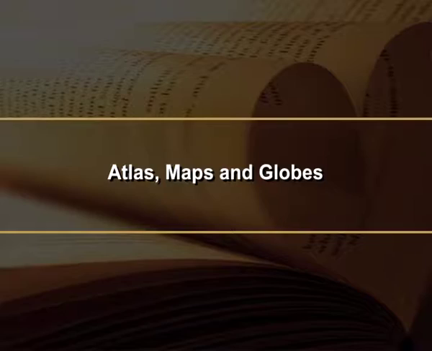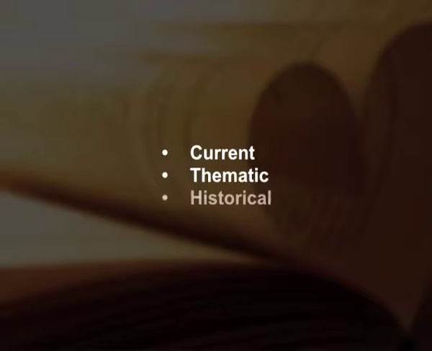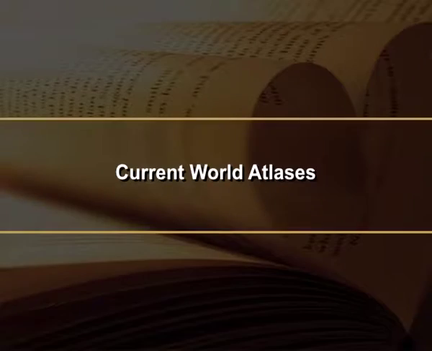Atlas, Maps and Globes. Atlases are collections of maps covering a given area, which may range from the entire world to a small geographic area. There are three categories of atlases available: current, thematic and historical. Current world atlases require up-to-date information on geographical and political changes in the world.